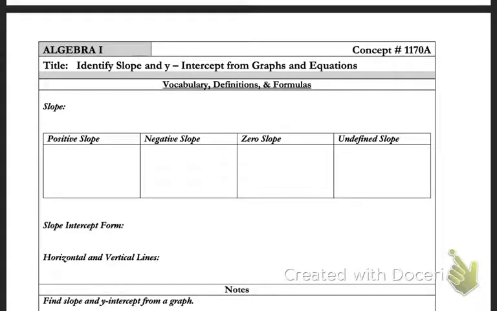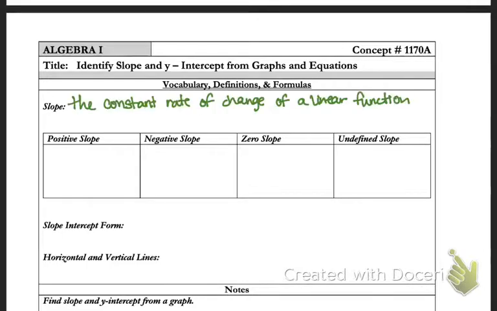Algebra 1, Concept 1170A, Identifying the slope and y-intercept from graphs and equations. Slope is the constant rate of change of a linear function. You've probably heard of slope before.